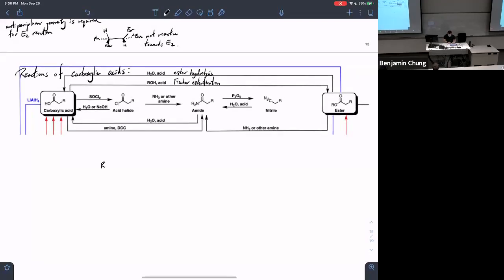There's also one more set of reactions. Do you guys know how you can form, well, first of all, what is this functional group here called? Do you know how you can form it? Essentially, you can react it with an acid chloride, or you can react it with a symmetrical anhydride.